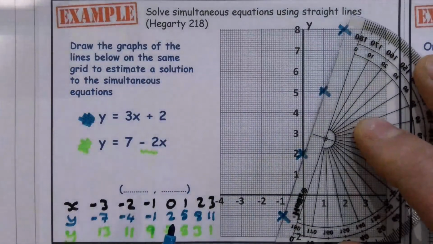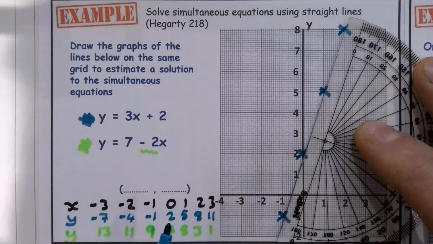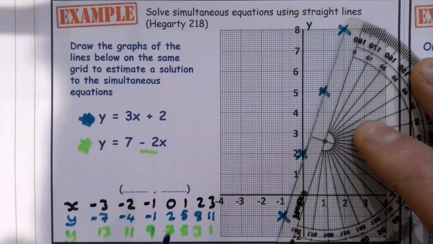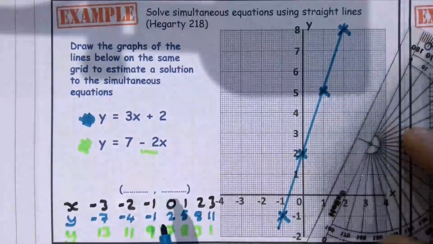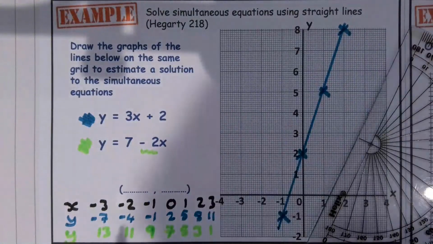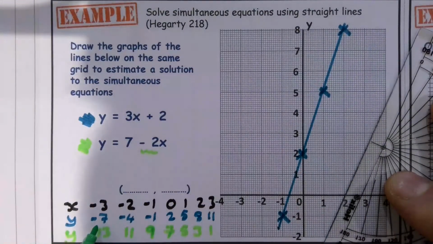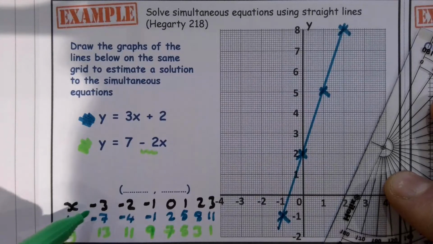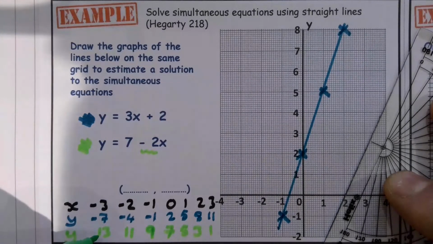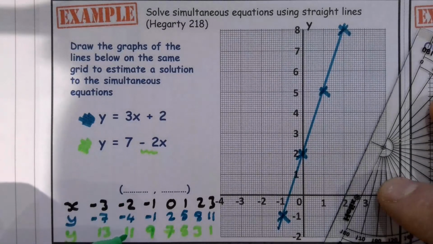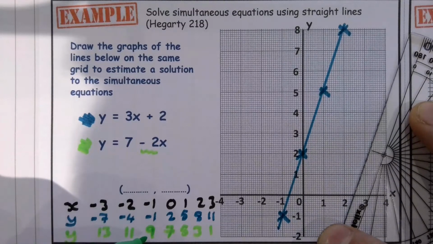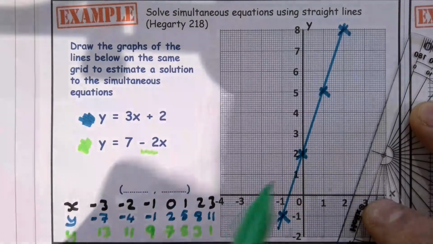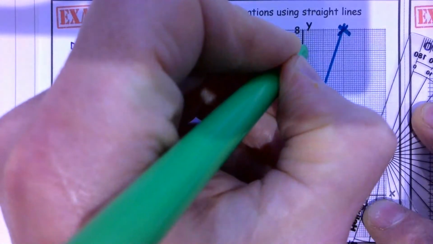Put the ruler on, or my protractor in this case. Does it form a straight line? Good, because then we've done it right. So let's draw a straight line through the x's, and we'll do our green one now. Minus 3 against 13, well, that's not going to fit on. Minus 2 against 11, that's not going to fit on. Minus 1 against 9, that's not going to fit on. 0 against 7, I can do 0 against 7. That's going to be there.